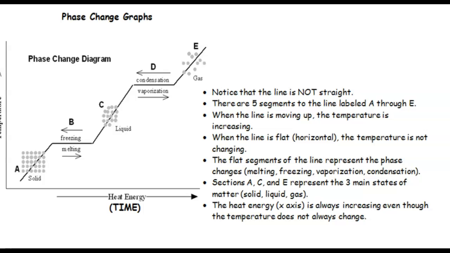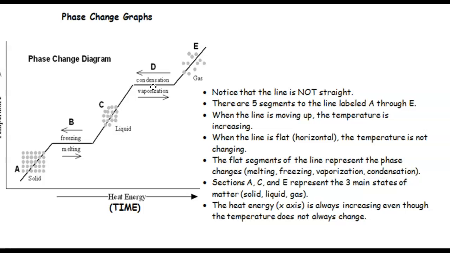There are 5 segments. We've labeled them A through E. When the line's moving up, such as here, what looks like a diagonal, we have temperature increasing. However, there are flat places where the temperature does not change. The temperature here for water is 0. The temperature here is 100. It does not change until all of the ice is melted or all of the water has been turned to a gas.